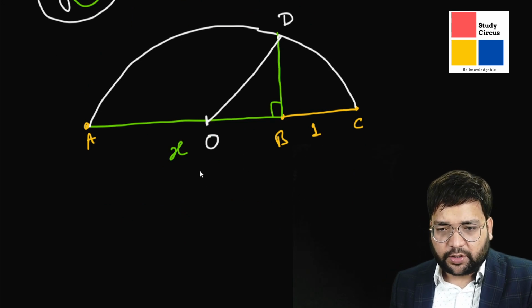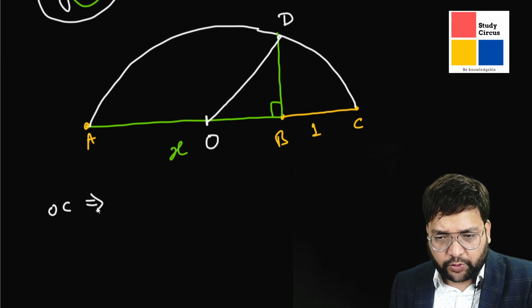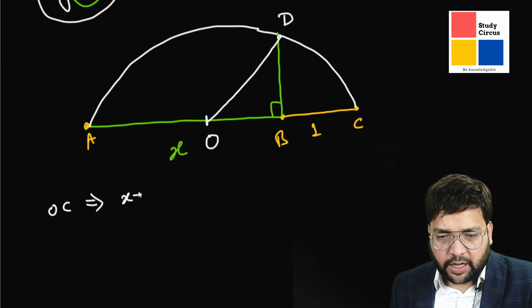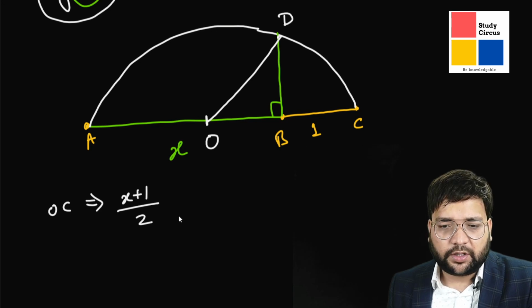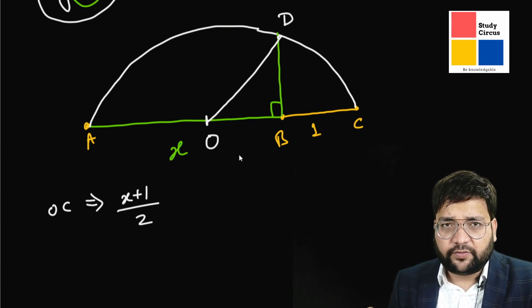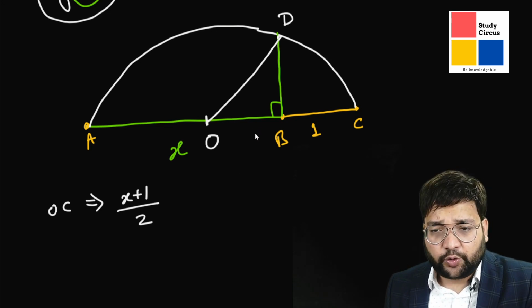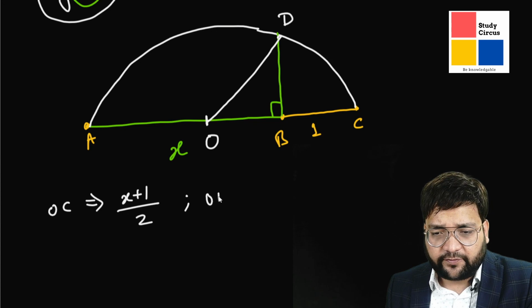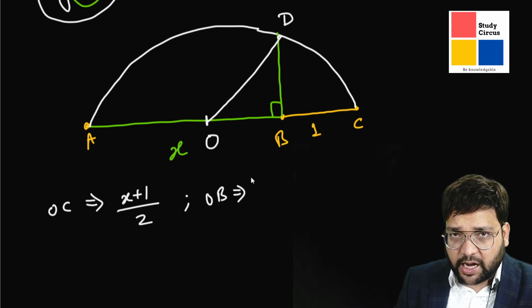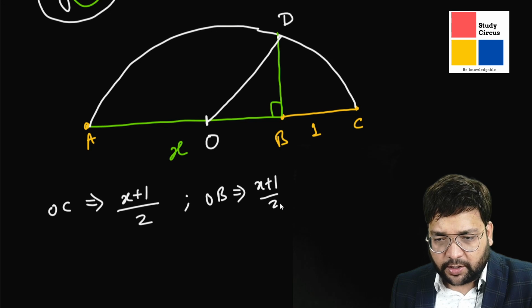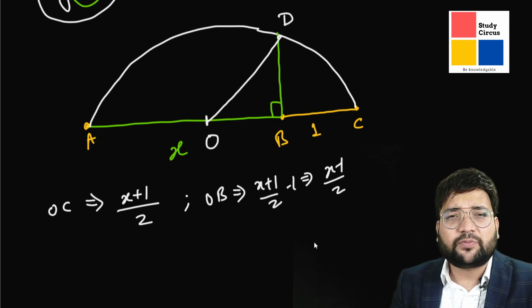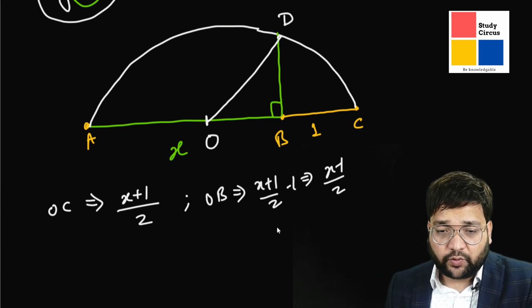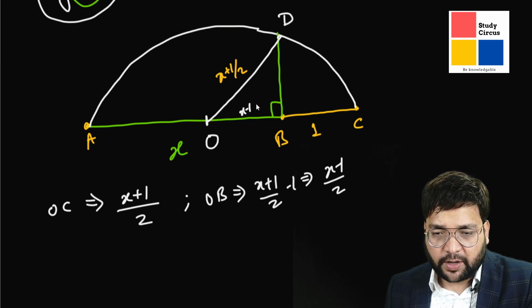AB is x. So what is the length of OC? The radius of that circle is going to be (x plus 1) upon 2, which is half of the whole AC. Now what is the length of OB? OB is OC minus 1, that is (x plus 1) by 2 minus 1, that is (x minus 1) by 2. OD is the radius only, so OD is (x plus 1) by 2, and OB is (x minus 1) by 2.